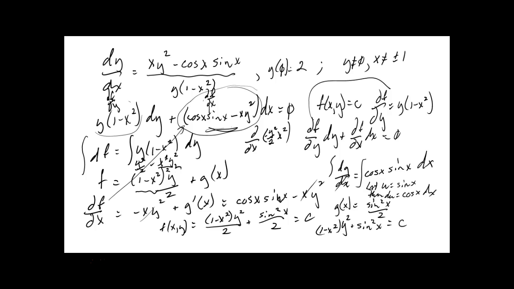In the text, they went the other way and let the u be cosine, but it shouldn't really matter. What will make a difference here is probably the sign of the constant, but we'll see. So, when x is equal to 0, y should be 2. So let's plug that in here. X equals 0, that first expression is just going to be a 1, and y squared will be 4, plus sine squared of 0. What is sine of 0? 0.